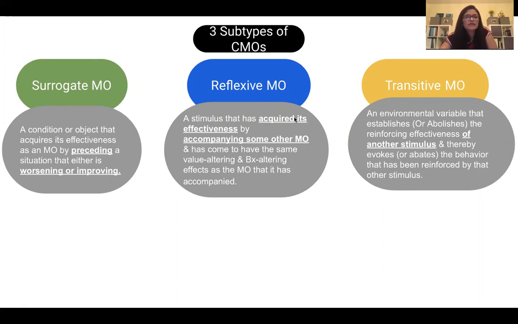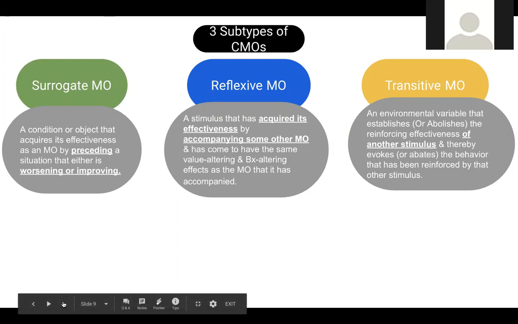Good, guys. A stimulus that has acquired its effectiveness by accompanying some other MO and has come to have the same value altering and behavior altering effects as the MO that it has accompanied. Correct or incorrect? Incorrect. That's surrogate. Nice, guys. An environmental variable that establishes or abolishes the reinforcing effectiveness of another stimulus and thereby evokes or abates the behavior that has been reinforced by that other stimulus. Correct or incorrect? Correct. Good.